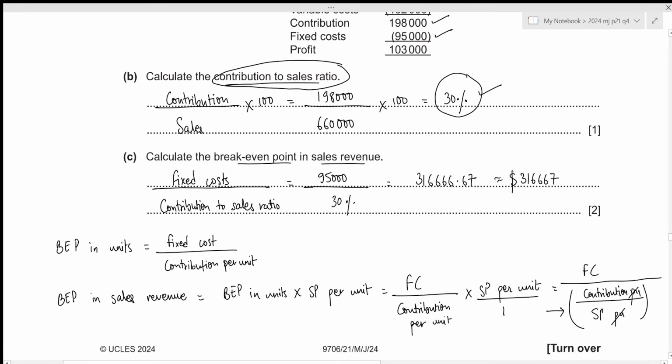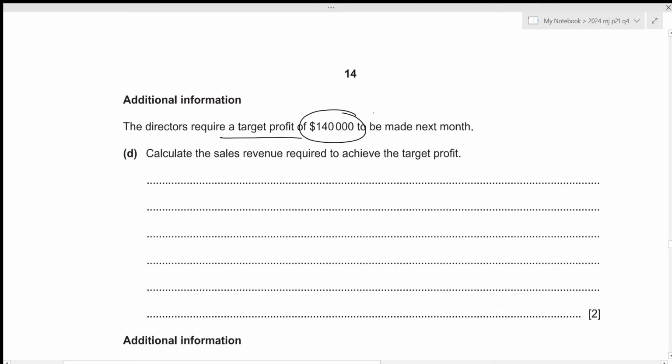Now the directors require a target profit of 140,000 to be made next month. We need to calculate the sales revenue required to achieve the target profit. Alright, so just remember our general formula to get the profit is the number of units times the contribution per unit minus any fixed costs will be equal to the profit.